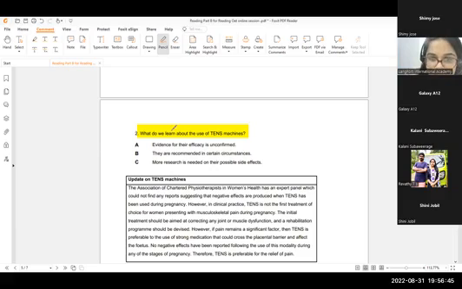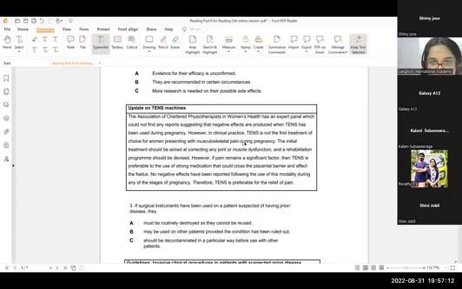Yes, ma'am. What do we learn about the use of TENS machine? Here they have not given whether it's a memo or guideline, we don't know. But what do we know? We know the extract is all focused on TENS machines. So we need to find out what we learn after reading the extract. What do you get to know about TENS machines? It's pretty straightforward.